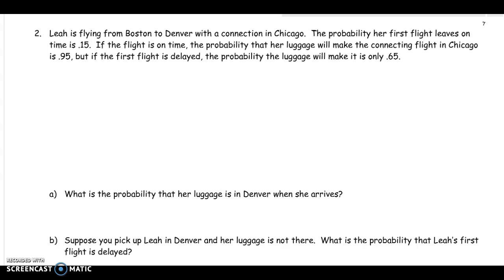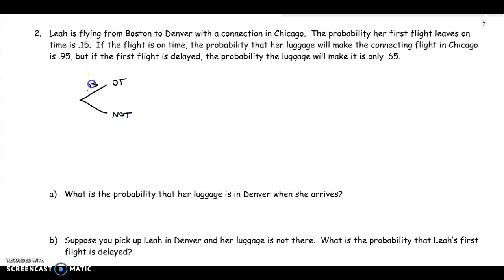I'm about to do the second problem for conditional probability, topic E, which is Leah flying from Boston to Denver. I will start this one by looking for individual probabilities, and that will be found in the second sentence that says the probability her first flight leaves on time is 0.15. When you start a tree diagram, you always have to make sure that you are starting with the individual probabilities. So Leah's flight can either be on time or it can be not on time.